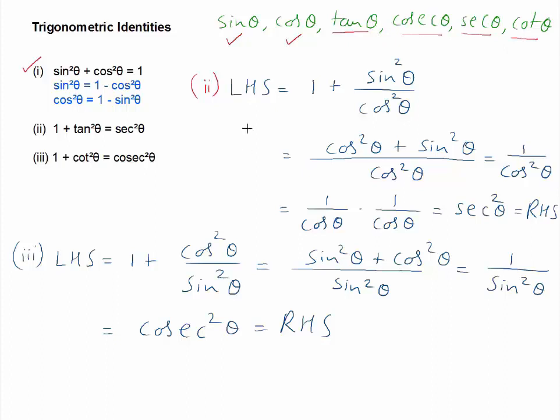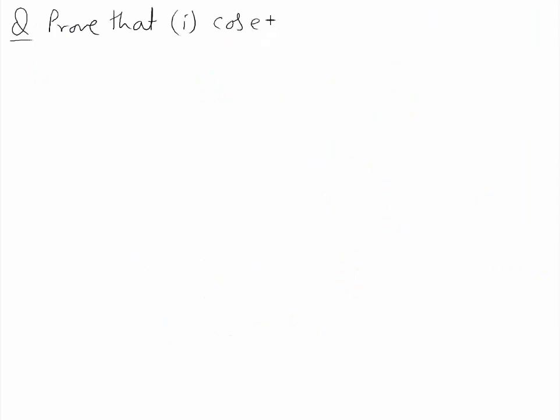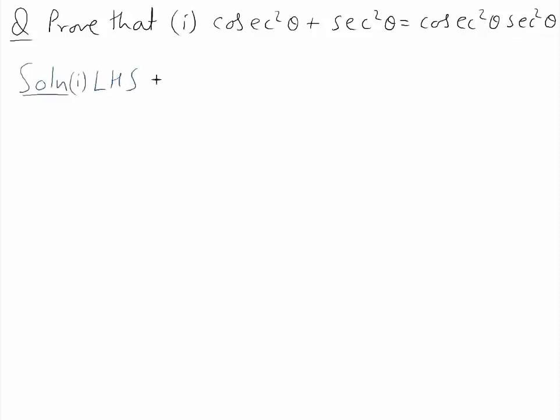Now let's do a few questions. So first is cosec square theta plus sec square theta equals cosec square theta sec square theta. So we need to prove cosec square theta plus sec square theta is cosec square theta multiplied by sec square theta. So let's start with LHS. So cosec theta can be written as 1 by sin theta, and since there is a square, we will get 1 by sin square theta, similarly plus 1 by cos square theta. So now we can take LCM.